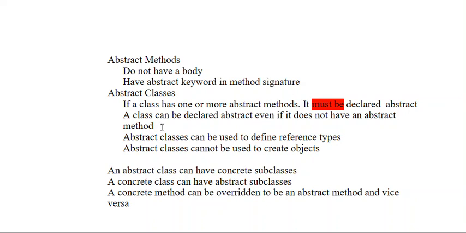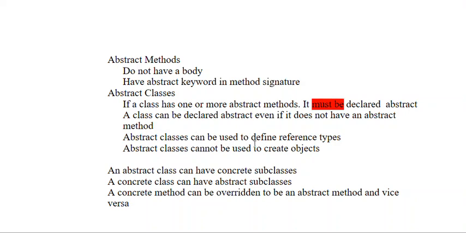But it is also possible that a class is abstract even if it does not have an abstract method. So the presence of an abstract method makes a class 100% abstract, but there is a possibility that there is no abstract method but you still might want to declare that class abstract. That's okay, you can do that. That actually prevents people from generating objects of that class.